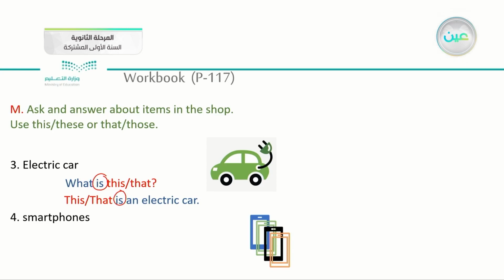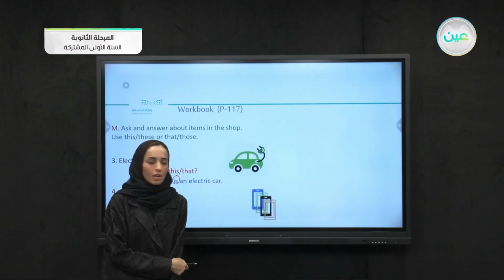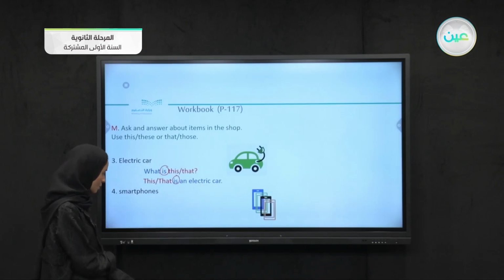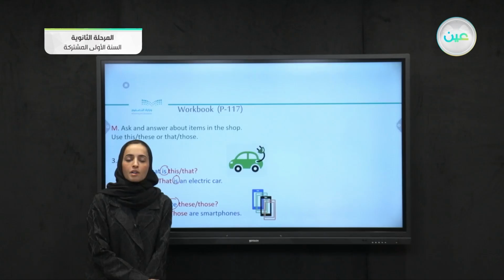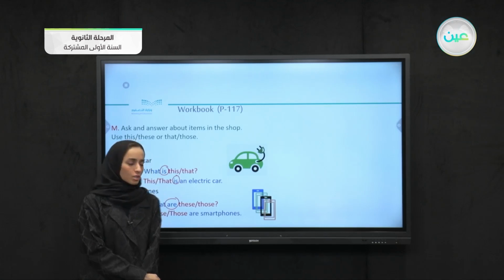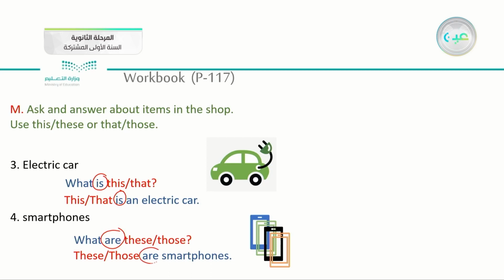How about smartphones? I'm not speaking about one. I'm speaking about a group of things. Here, we're having smartphones. So I will say, what are these or those? Notice the are. Not one, not two. We're having 4. What are these? I'm holding them. What are those? They are there. These or those are smartphones. They are cell phones. Always make sure that you are using the correct verb to be, is or are.